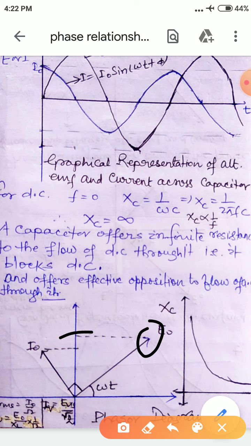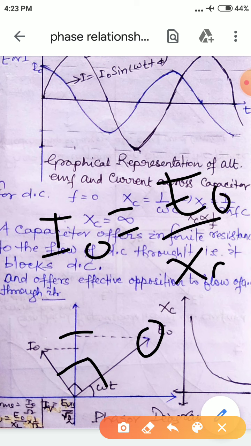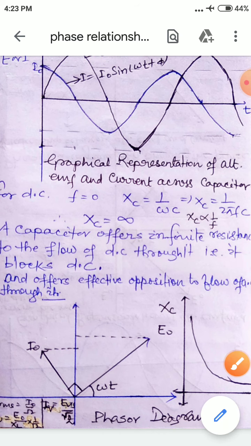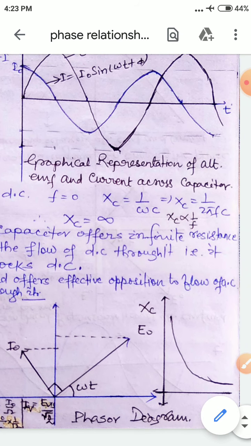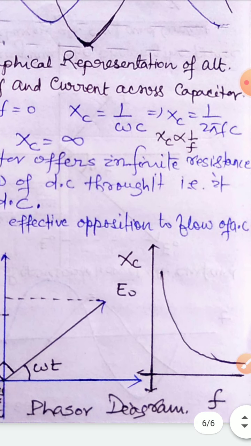Now phasor angle, you can see this is E naught. This gives the instantaneous value of E. Now current is 90 degree ahead, leads. Current is leading by phase angle pi by 2. So we have to draw I naught at 90 degree to E naught, and the length of I naught is less than E naught, because I naught is E naught by XC. So this gives us the phasor relationship, and here you can see XC is inversely proportional to frequency. So if we draw the graph of XC and frequency, it will be somewhat like this, as shown in the figure.